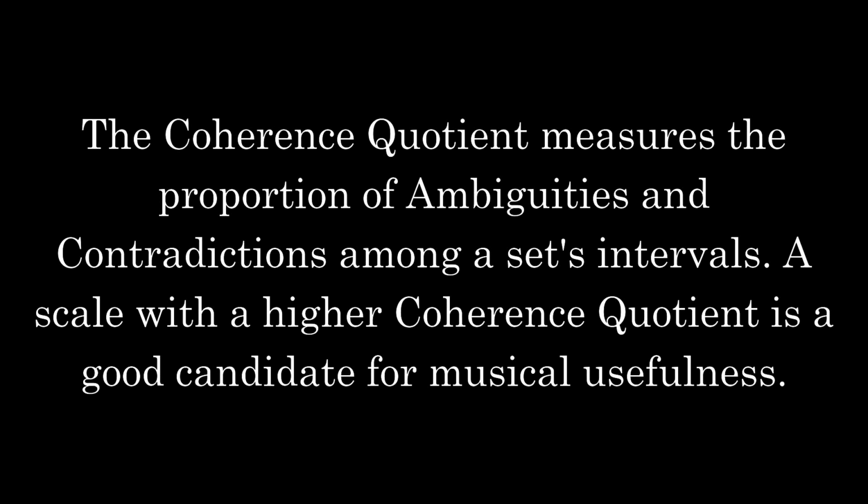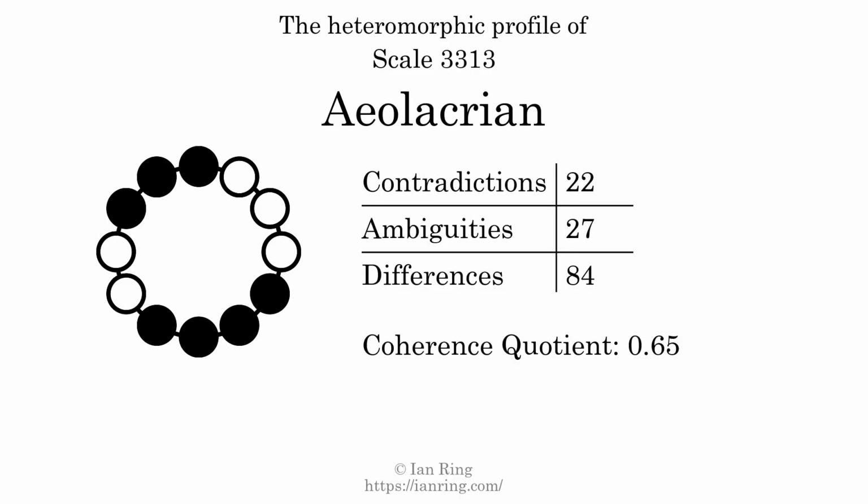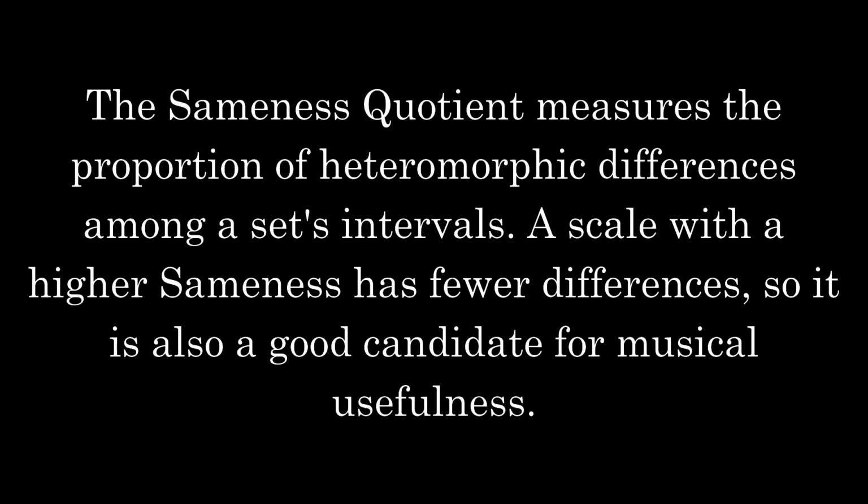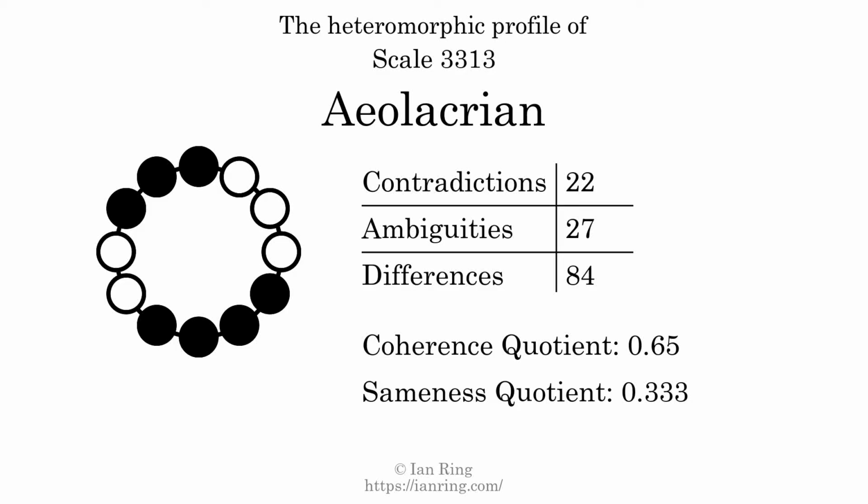The coherence quotient measures the proportion of ambiguities and contradictions among a set's intervals. A scale with a higher coherence quotient is a good candidate for musical usefulness. The coherence quotient is 0.65. The sameness quotient measures the proportion of heteromorphic differences among a set's intervals. A scale with a higher sameness has fewer differences, so it is also a good candidate for musical usefulness. The sameness quotient is 0.333.